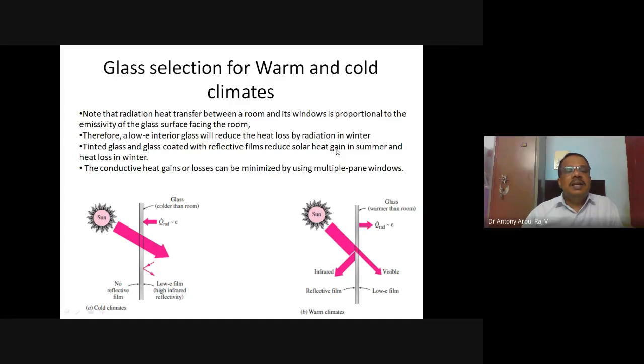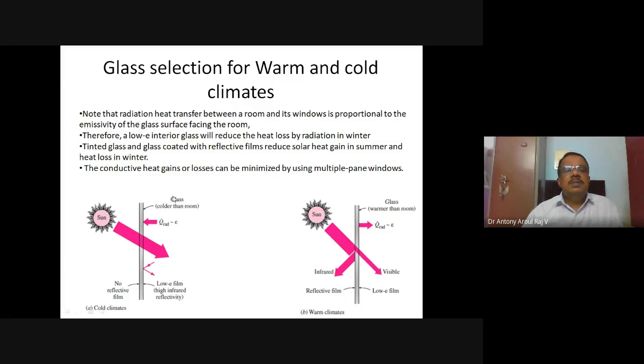Tinted glass means the colored glass you might have seen, where the surfaces may not be smooth. So this tinted glass and glass coated with reflective films will be absorbing more radiation. Transmissivity will be less and it will be absorbing more radiation, and it will be useful in the summer as well as in winter.